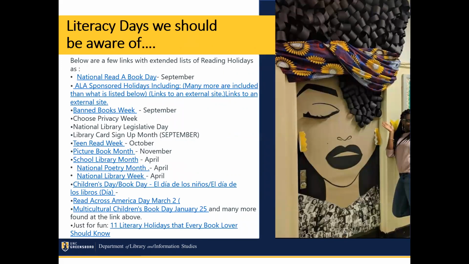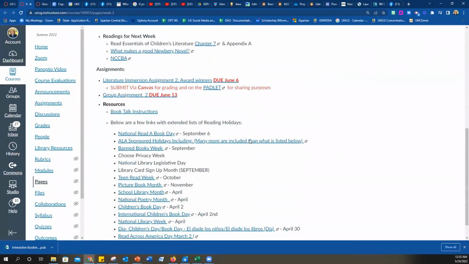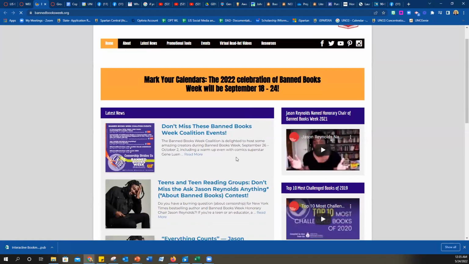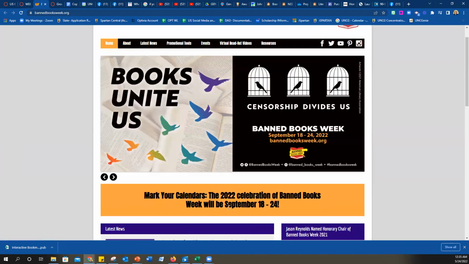And you'll notice that there are so many. I didn't do a slide for every single one, but what I did do is on our Canvas page today, down here at the bottom, we have linked all of these. So you can quickly go in if you're interested in Banned Books Week, you can populate that and read a little bit more about when that will be. That will be in September. But you're welcome to check those out.